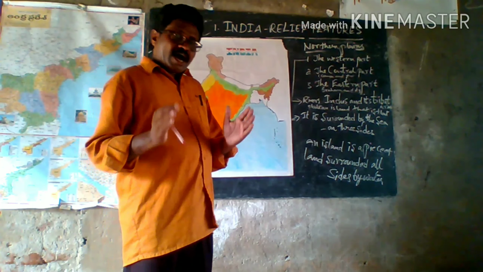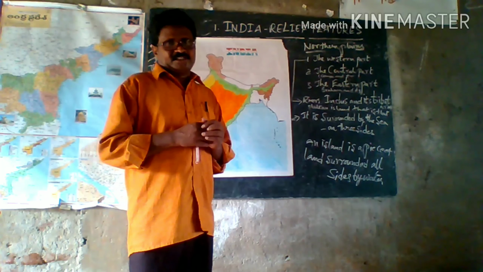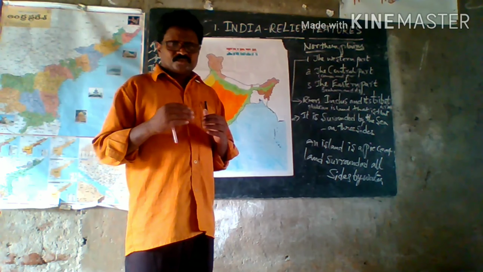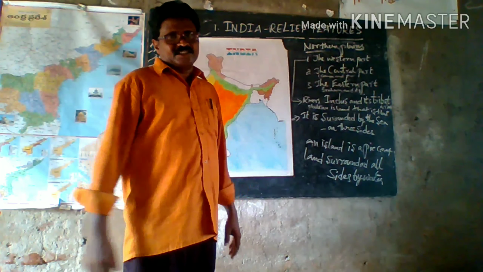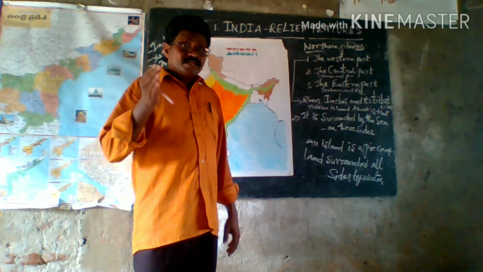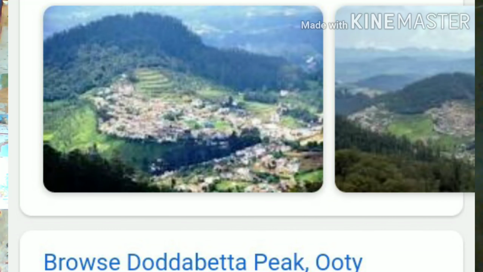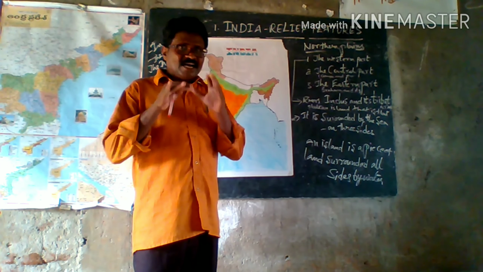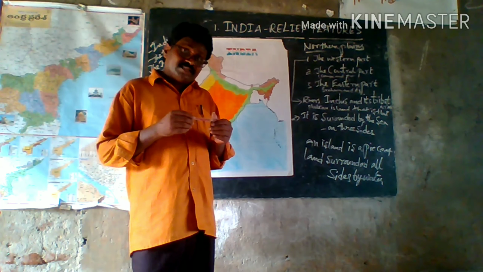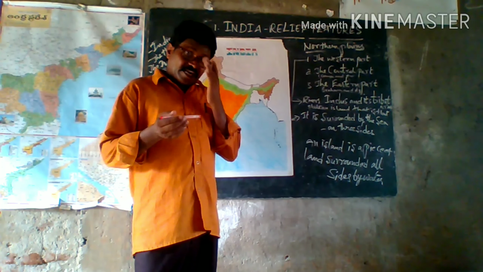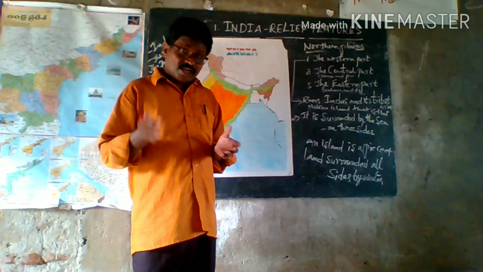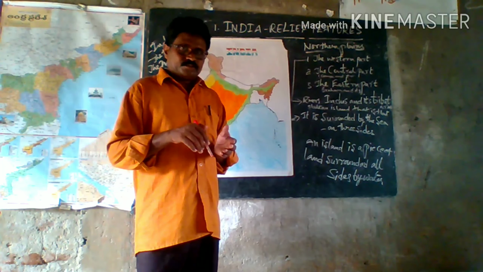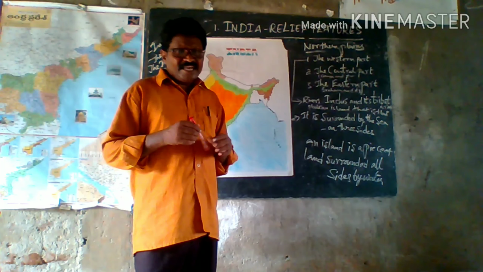Which is the highest peak in Nilgiris? I would like to ask again, which is the highest peak in Nilgiris? What I told you: Dodabetta is the highest peak in the Nilgiri Hills. What is the height of this peak? 2,637 meters. Dodabetta is in Tamil Nadu state, near Udagamandalam or Ooty. Where is Nilgiris?